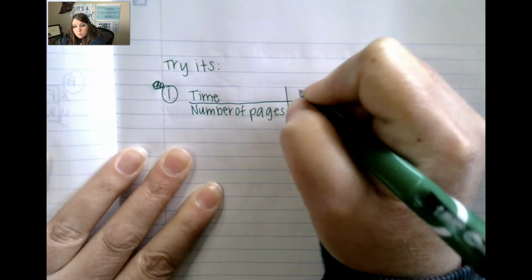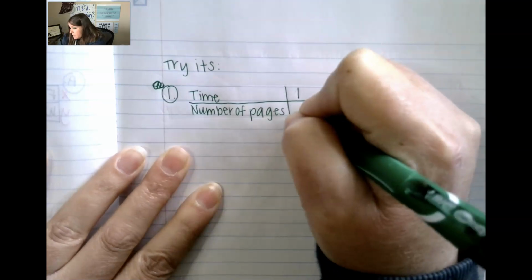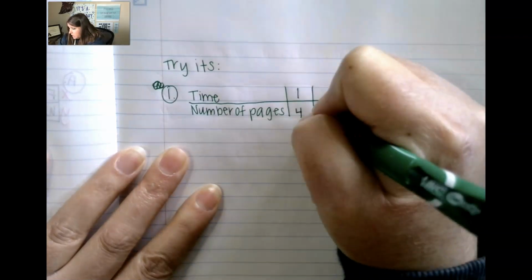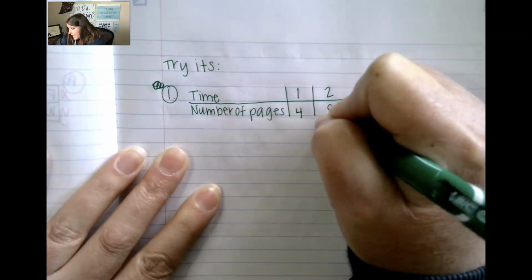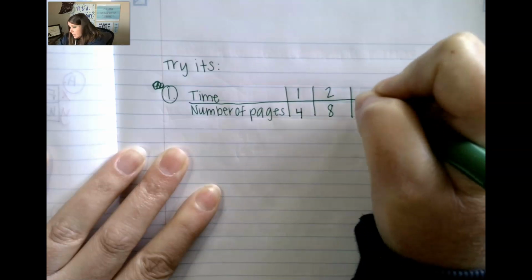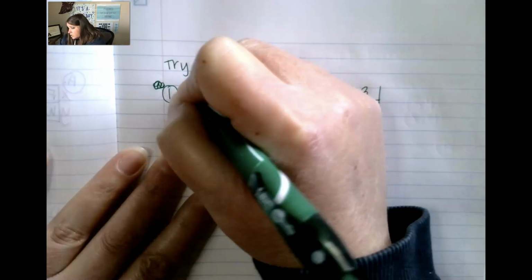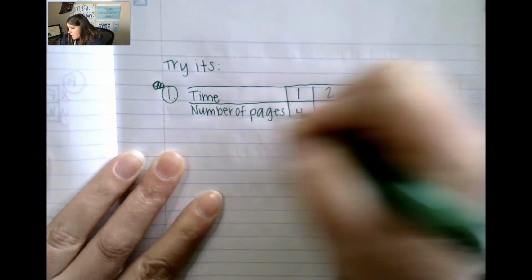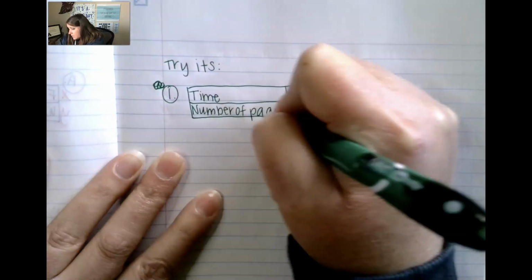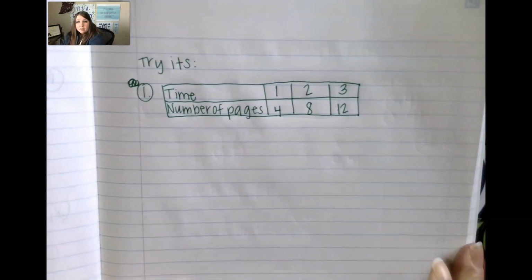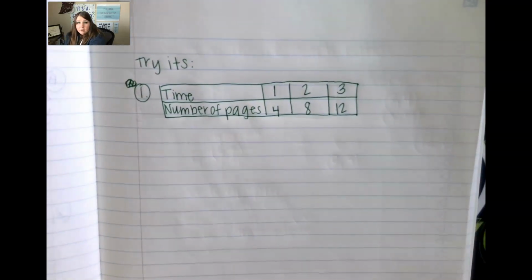All right, so 1 minute, there's 4 pages read. In 2 minutes, you read 8 pages, and in 3 minutes, you read 12 pages. So again, go ahead and hit pause right now so you don't hear me solving, and then when you're ready, come on back and hit play and check your level of understanding.